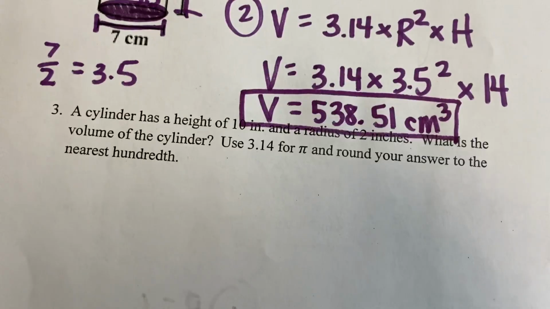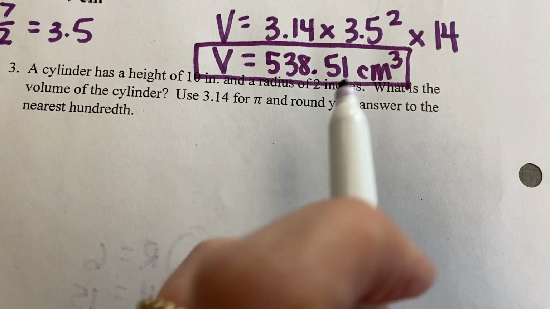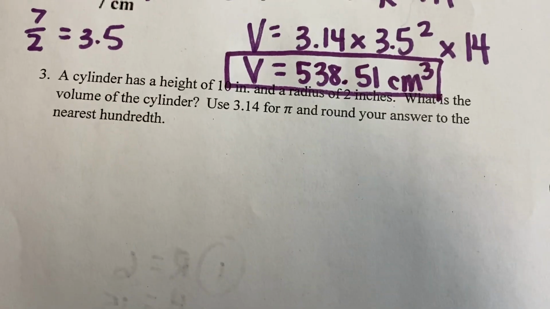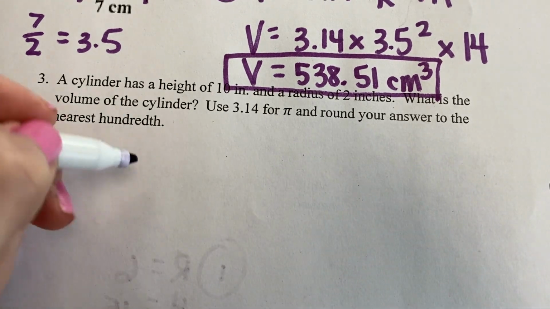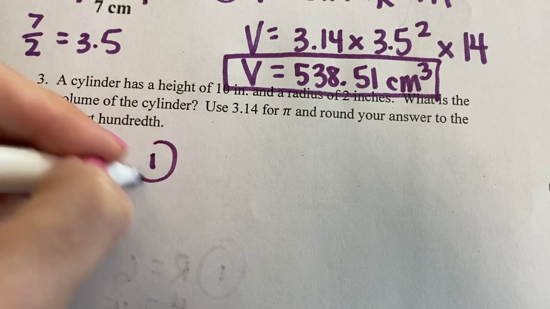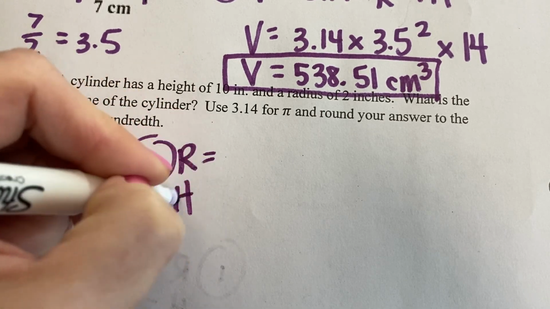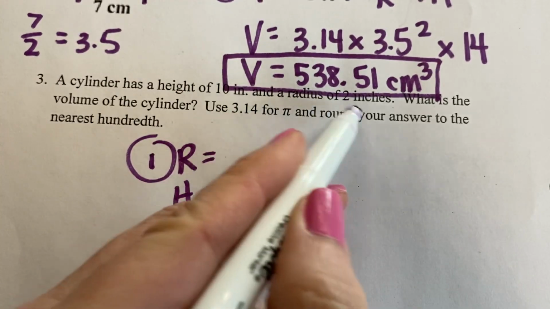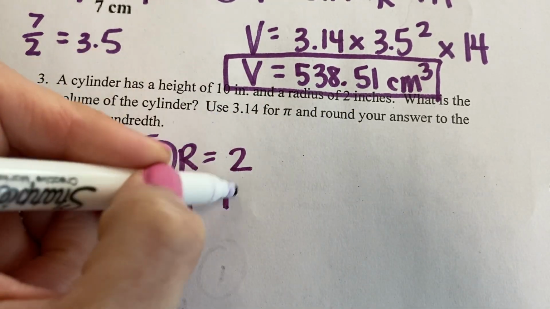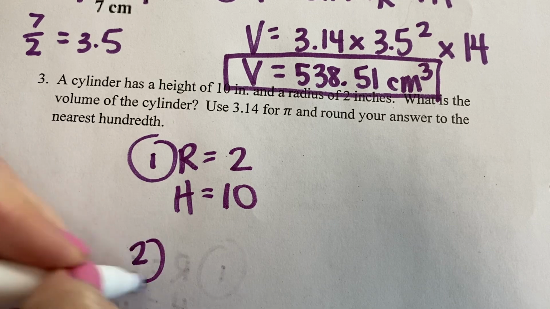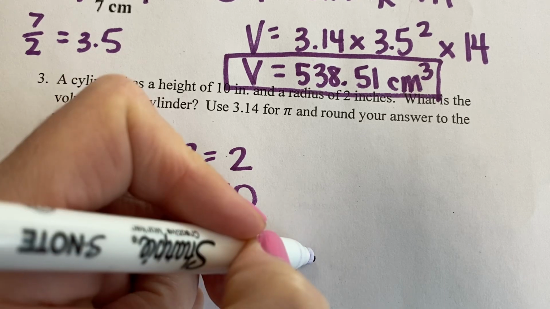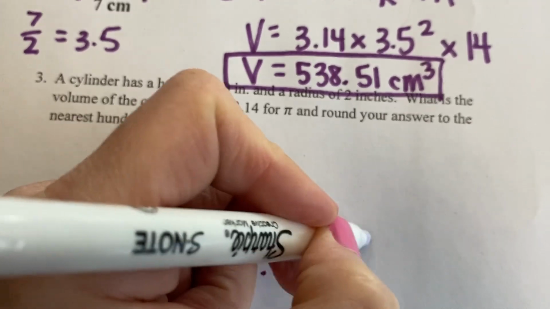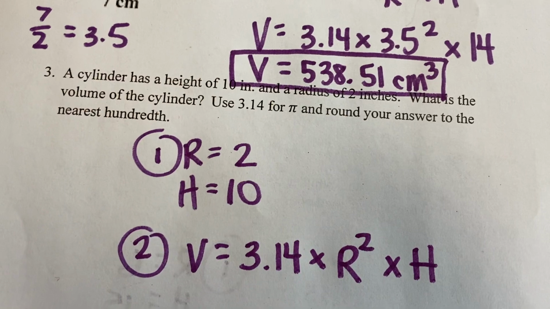Okay, and last but not least, a cylinder has a height of 10 inches and a radius of 2 inches. What is the volume of the cylinder? So again, step 1, we'll identify the radius and the height. The radius is right here, 2 inches. The height is 10. Step 2 is to set up the formula. Volume is 3.14 times r to the second power times h.